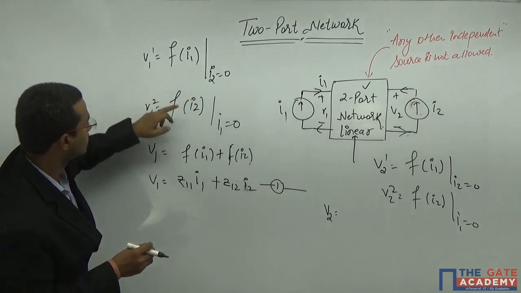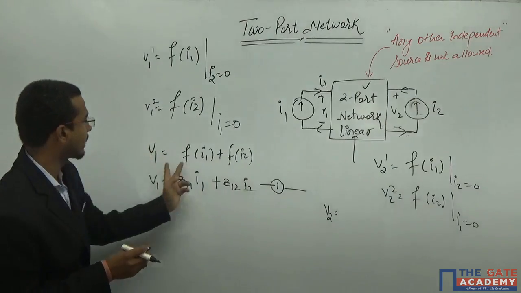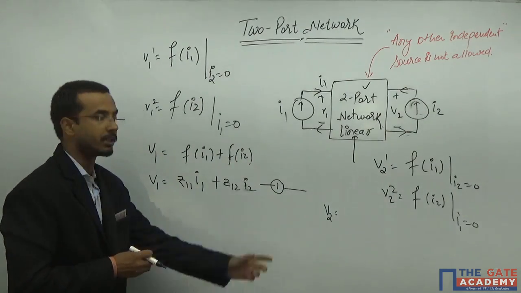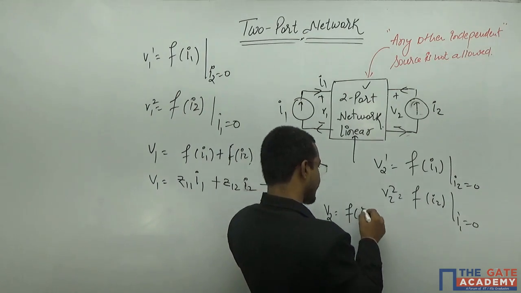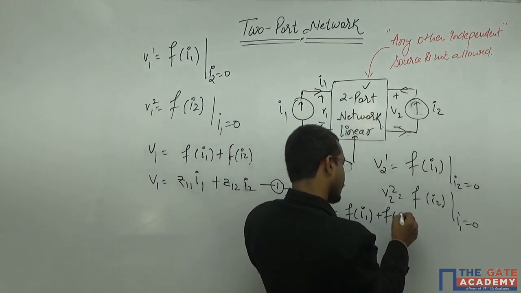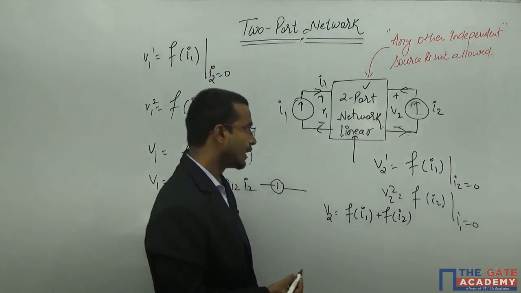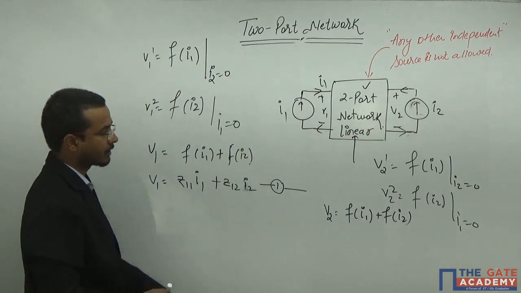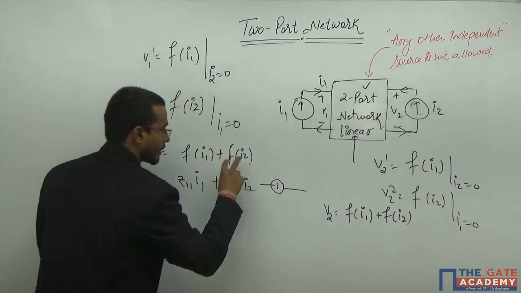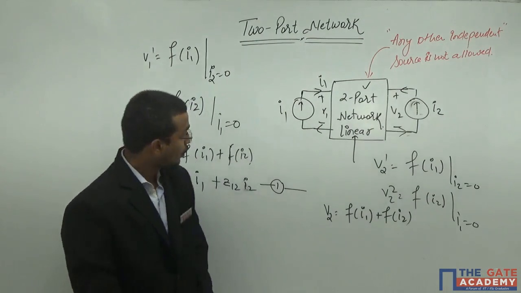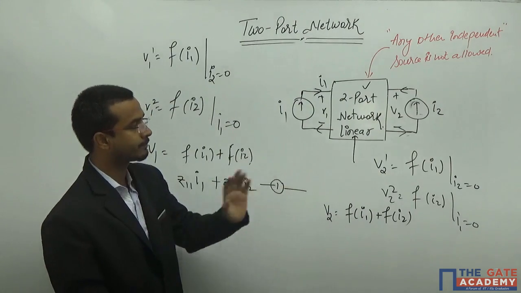V1 2 is just because of the I2. And at the last, you will just add the functions and you will get this. The V2 will be the function of I1 plus the function of I2. So please do not worry that this function of I1 and function of I2 here is equal to the function of I1 here and the function of I2 here, because the condition there is not the same.